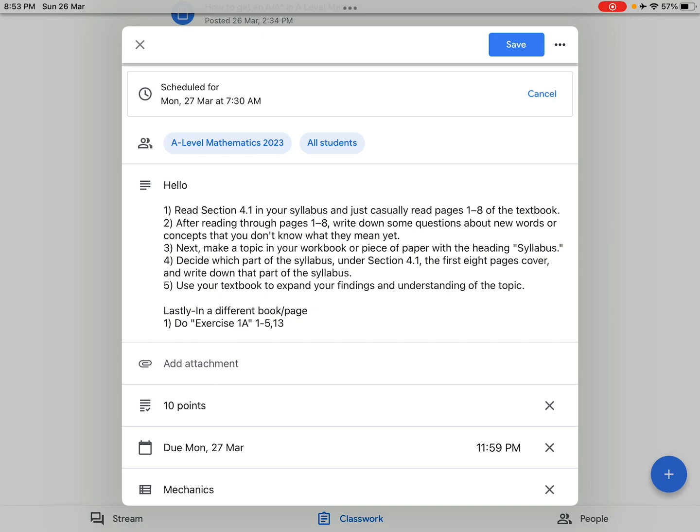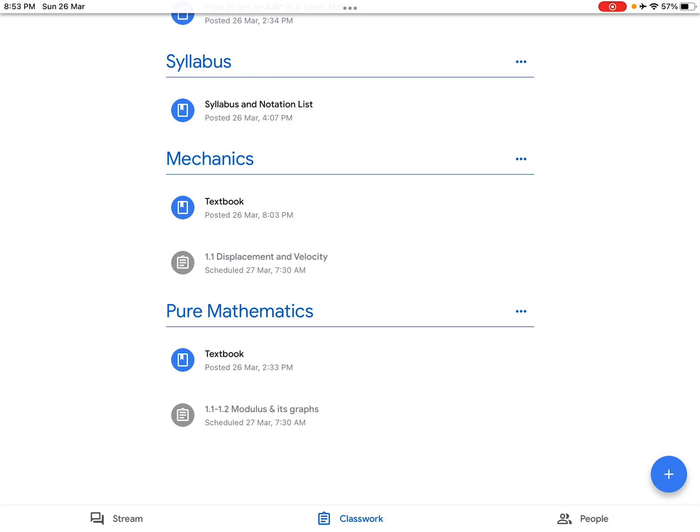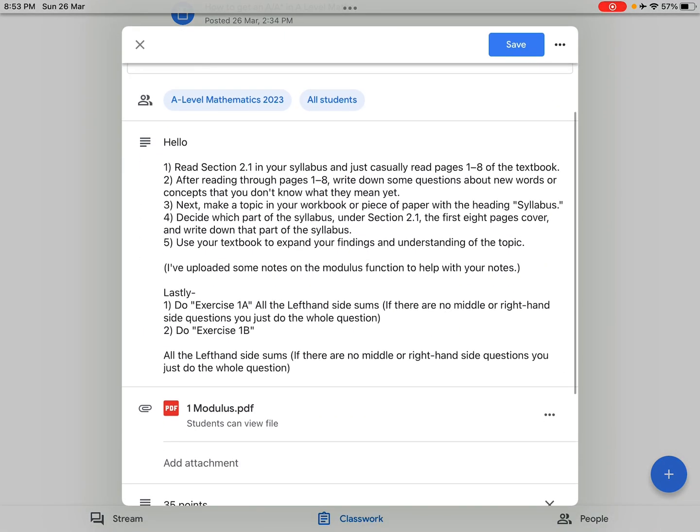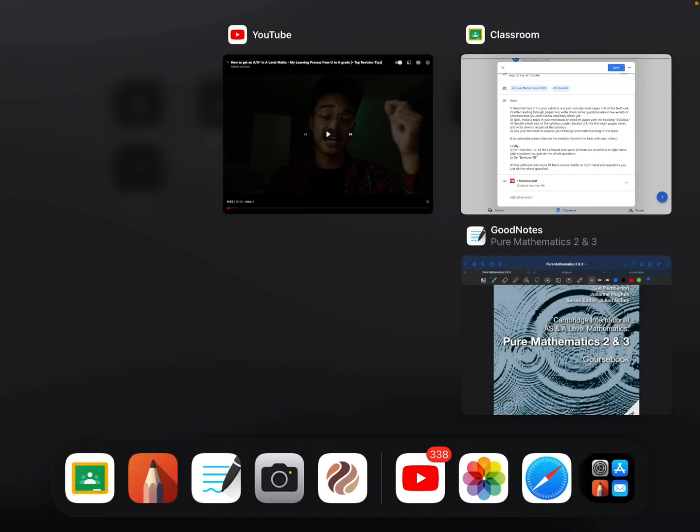So you make little notes, and the way that I've structured the course, at least the way that I structured my words here, is for you to have the ultimate experience of discovery. So the first thing I say hello. First thing is read section 2.1 in your syllabus and just casually read through pages 1 to 8 of the textbook. Okay, so first instruction, read section 2.1 in your syllabus. So let's first do that.